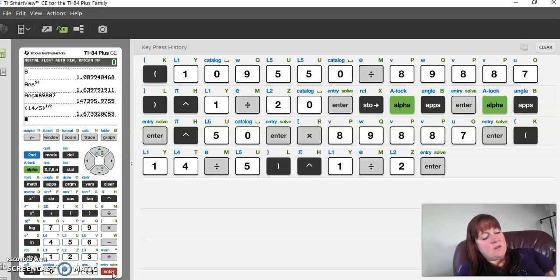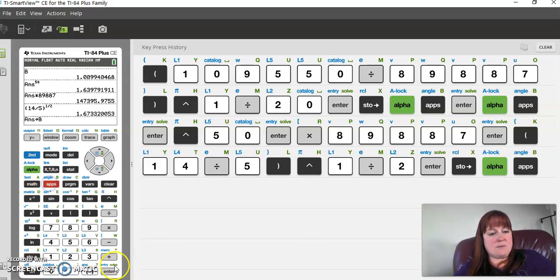Our b value is 1.6733200053. You might be tempted to just round this to 3 decimal places and be done, but remember, exponential functions grow quickly. So if you round a number and then use that in a calculation later, it's going to throw your calculations off. So let's go ahead and store this. We're going to store alpha b. I'm going to keep this as b.